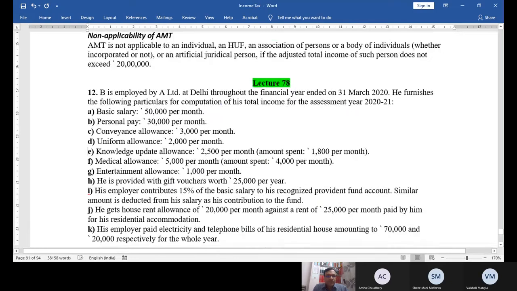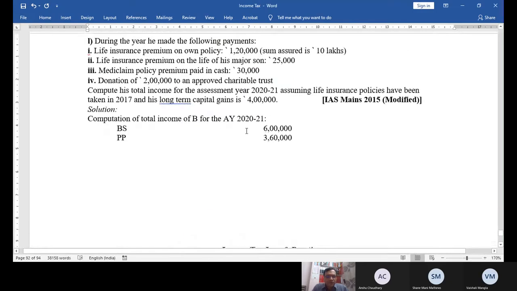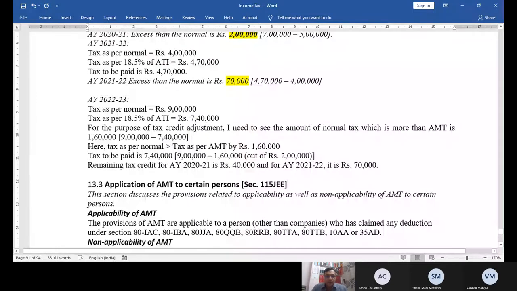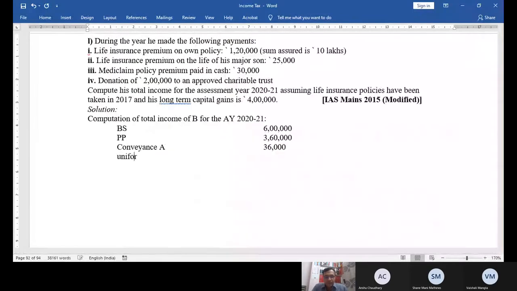Next point. Conveyance allowance, 3,000 per month. Can you tell me the treatment of conveyance allowance? Conveyance allowance is in that category where exemption is available, but how much? To the extent it is actually spent. But since nothing is spent, the full amount is taxable. Uniform allowance is also that allowance where exemption depends upon actual expenditure, but nothing is actually spent, so the full amount is taxable. Uniform allowance, 24,000. You should write the full form.